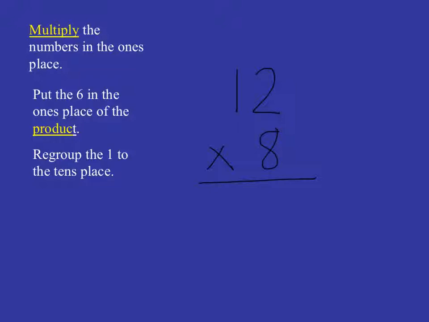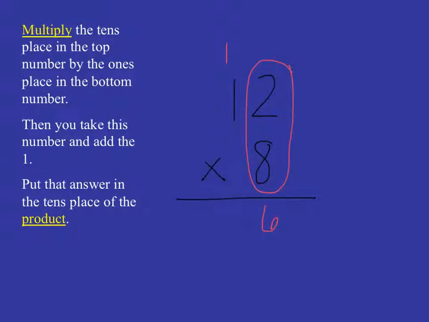Alright, so we have our factors 12 and 8. We're going to start by multiplying the numbers in the ones place. So a little place value is going to come into this. We have 2 times 8. If you know your facts, that's going to be 16. I'm going to put the 6 in the product area, and I'm going to regroup the 1 over to the tens.